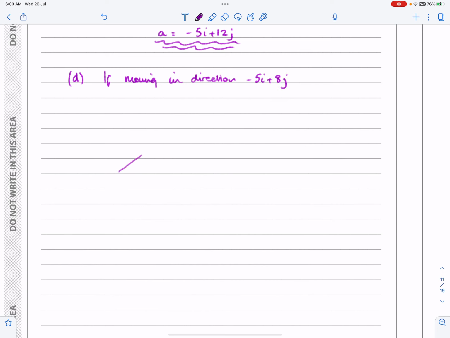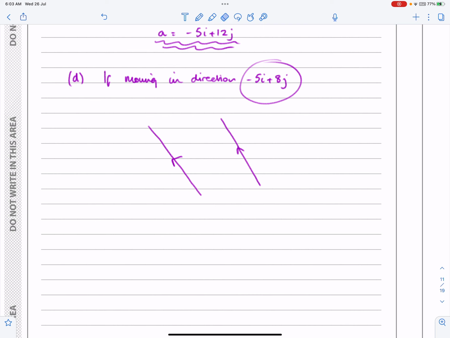What can we say about it? Well, if it's moving in this direction, minus 5i plus 8j, let's draw it in the right quadrant, it would look something like that, wouldn't it? Minus 5 and then plus 8. But if my vector is moving in that same direction, then they're parallel to each other. If they're parallel, then they have the same gradient. So the gradient of this one is going to be equal to the gradient of my generic one, (7 minus 5t)i plus (12t minus 20)j.